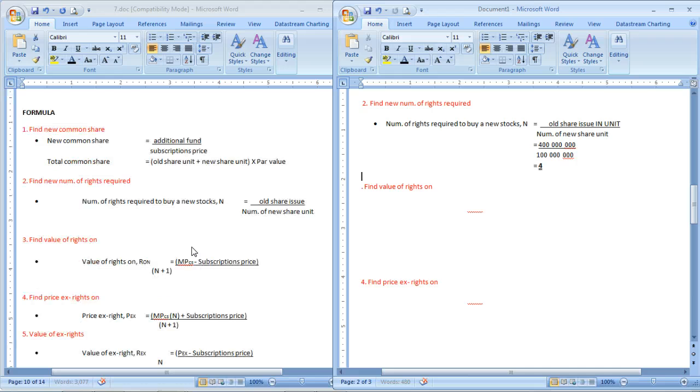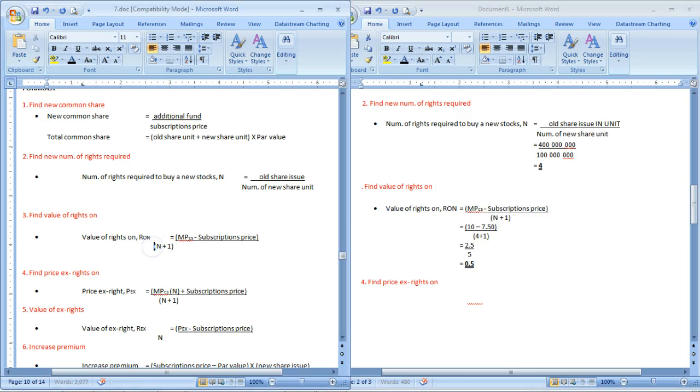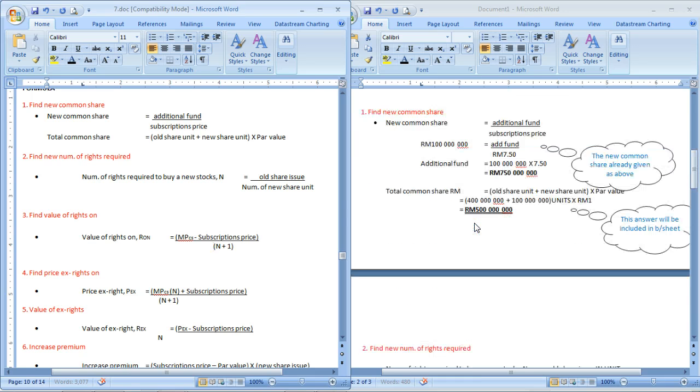Now what is the value of right on? As I mentioned in class before, we have dates, starting from the announcement until the expiry date. Along the dates, they will mention which date is right on and which date is ex right, which excludes the right on. So how to calculate? You use the same formula as stated on the left side. Market price for common stock minus subscription price, divided by n plus 1. So market price is 10. You see, it's very important.